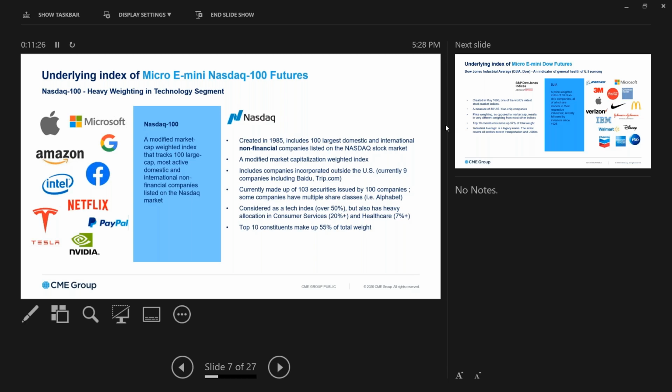Nasdaq always tries to be very innovative, and you can probably find some stocks which are not included in the S&P, such as Starbucks, or some of the very innovative biochem companies who are working on those coronavirus vaccines. Those pharmaceutical companies are all included in the Nasdaq 100 index.